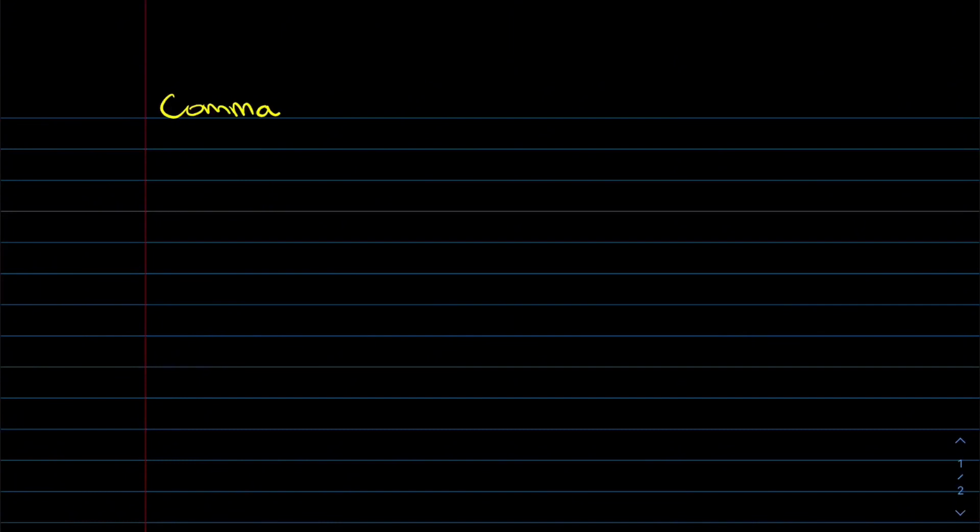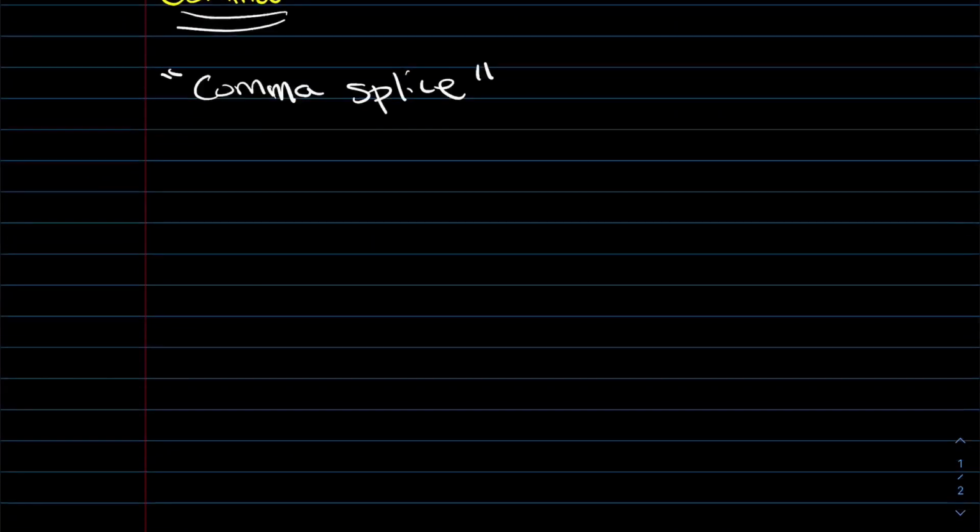And it has to do with using the comma almost as if it were a period. And the error in question is called a comma splice. So this is sort of like using the comma like a period. And it has to do with using the comma to separate what we call two independent clauses.